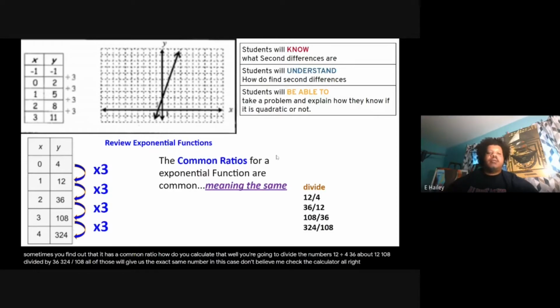All right. So since the ratios are common, which means they are the same, that means that this particular table represents an exponential function of some sort.